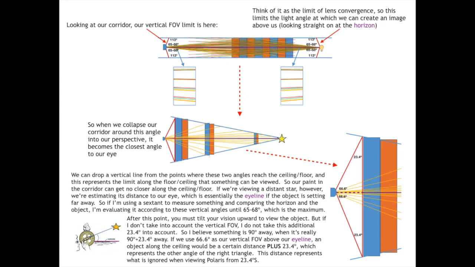If we use 66.6 as our vertical field of view above our eye line, an object along the ceiling would be a certain distance plus 23.4 degrees. Again, this represents the other angle of that right triangle. So this distance is what is ignored when viewing Polaris from 23.4 degrees south.